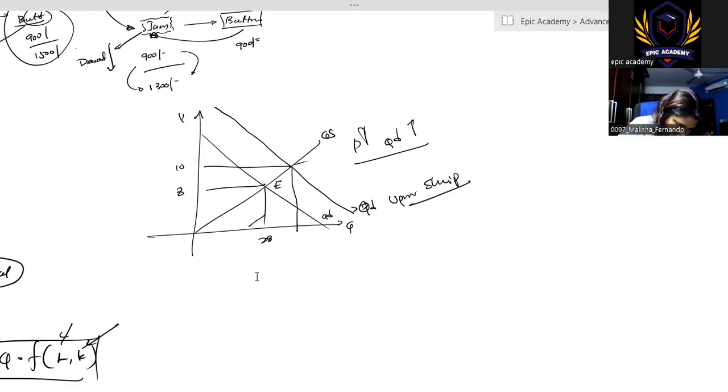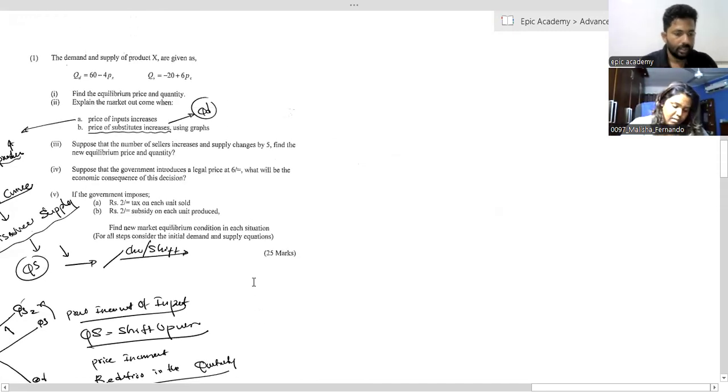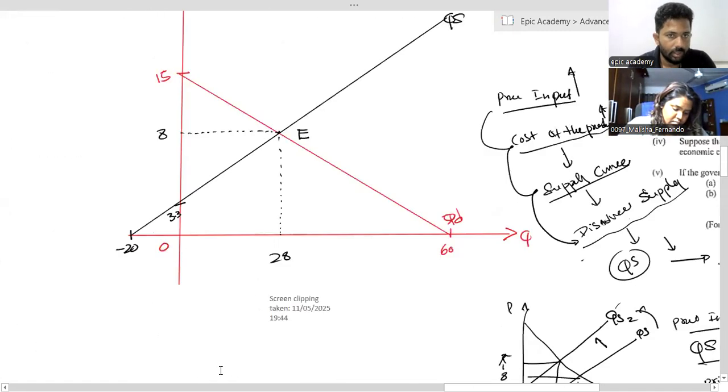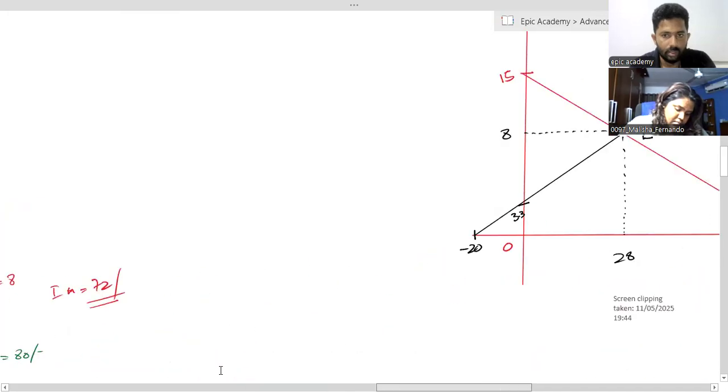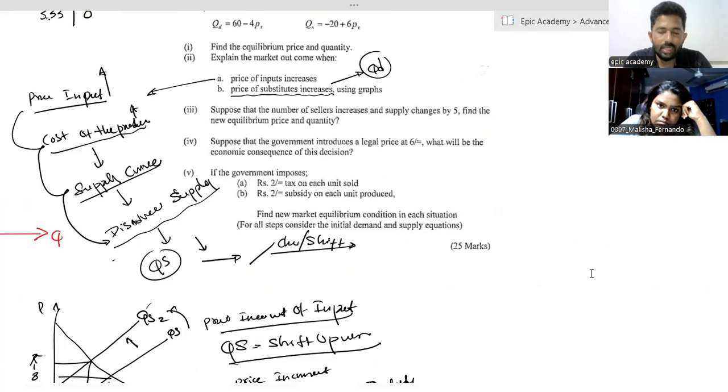Right, okay. Then let's move to the next one. Next question. Suppose that the number of sellers increases, and supply changes by 5. Find the new equilibrium prices and quantity.